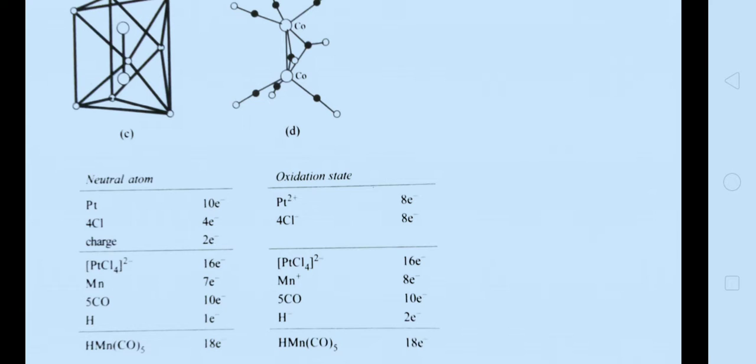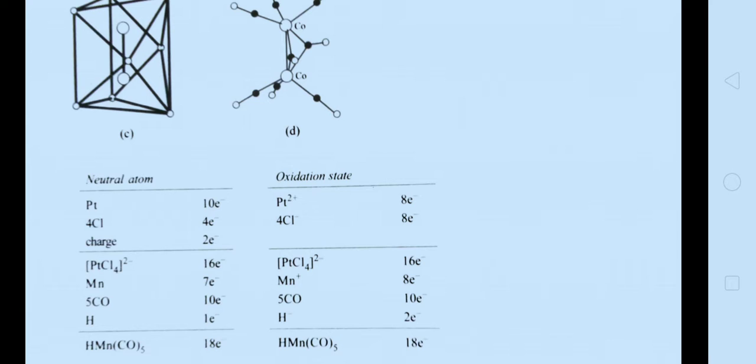But in the oxidation state method, the platinum is oxidized to platinum 2 plus and hence it loses 2 electrons. So as a whole the net electron count is 8 for platinum 2 plus, and the 4 chloride ions supply 8 electrons. Here the chlorides are in the ionic state, and platinum and chlorine are in their ionic states, so they supply 8 electrons. Totally, PtCl4 2 minus has 16 electrons.